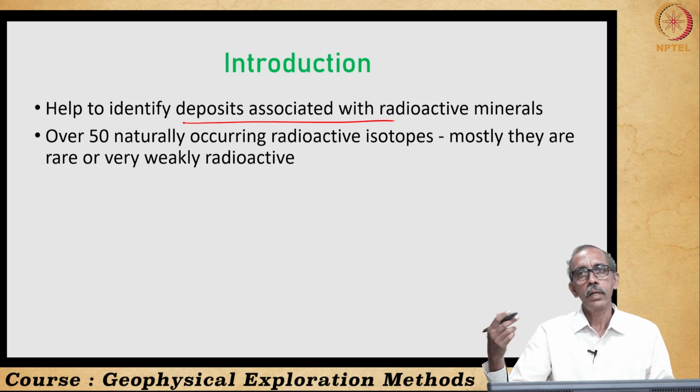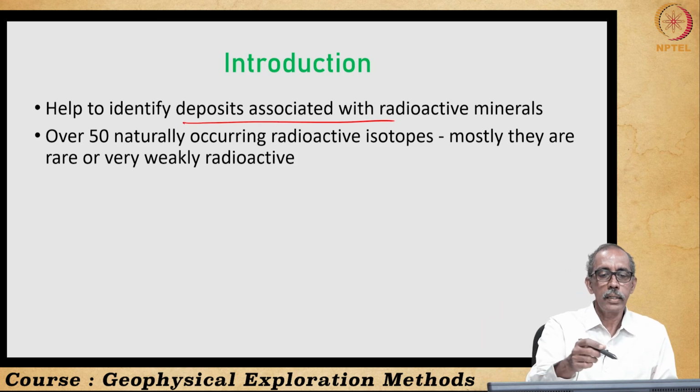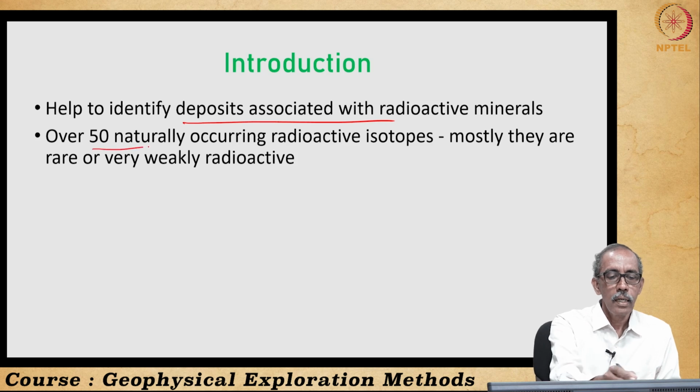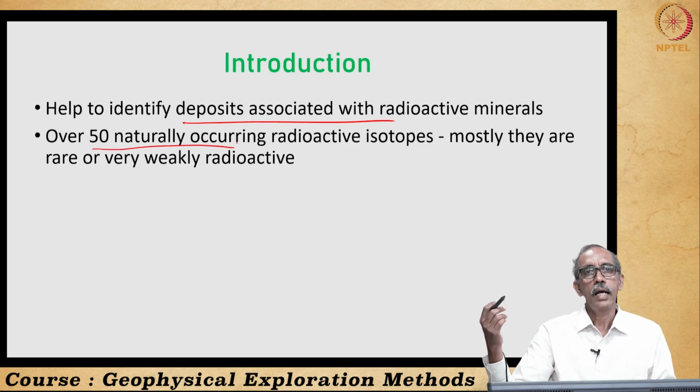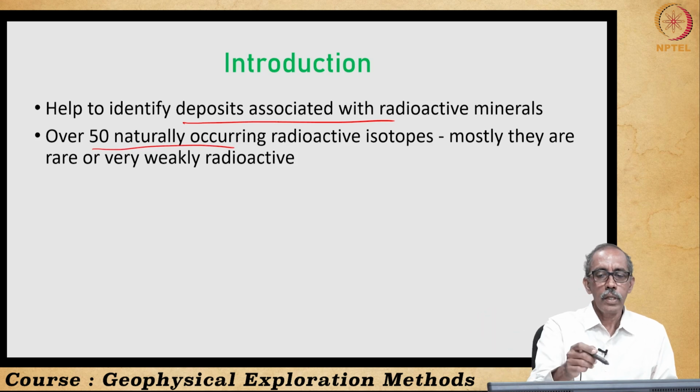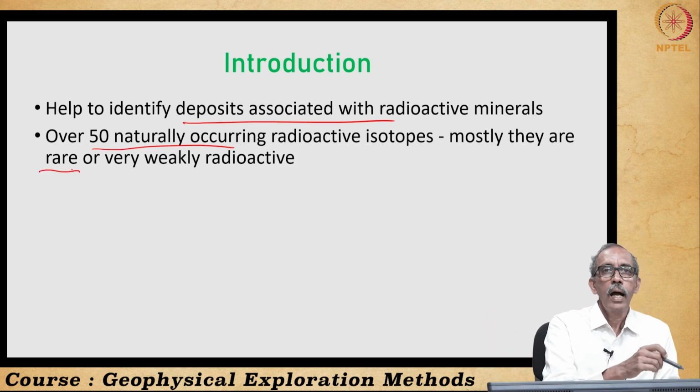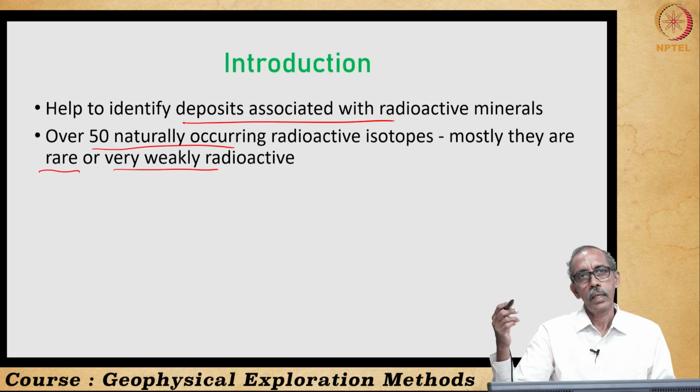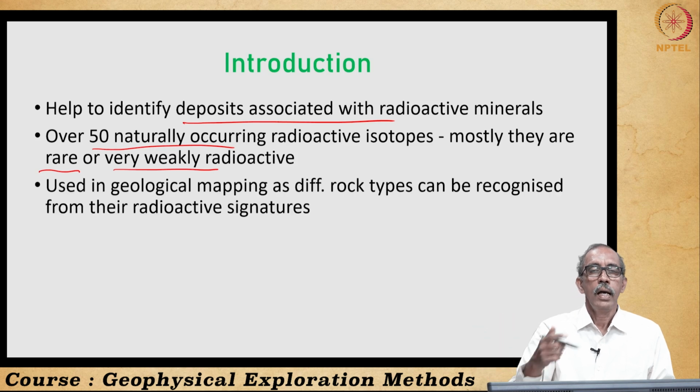There are several common radioactive minerals that exist below the surface of the earth. There are about 50 naturally occurring radioactive isotopes. However, most of them are rare and they are also very weakly radioactive, right? So, we are actually living on the earth where there is some natural radiation due to the presence of radioactive isotopes in the rocks and soils below the surface of the earth.